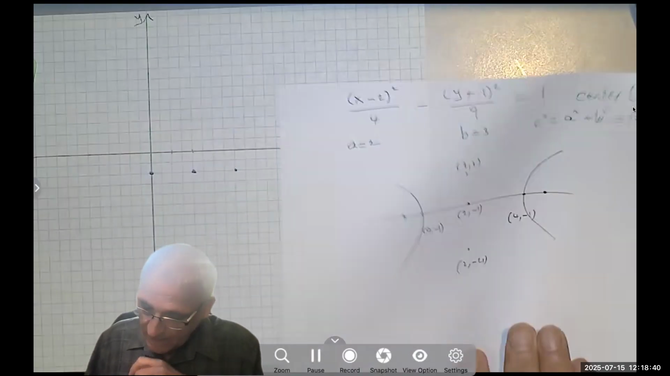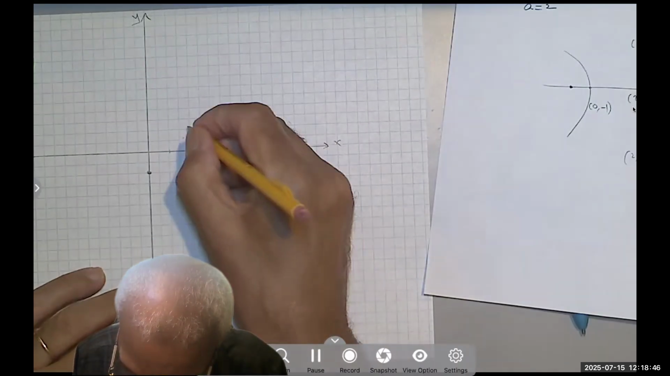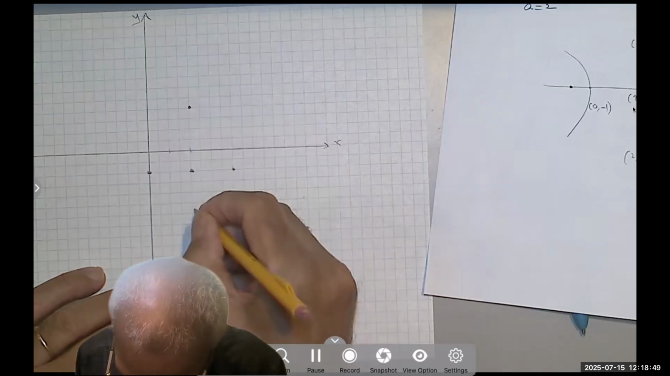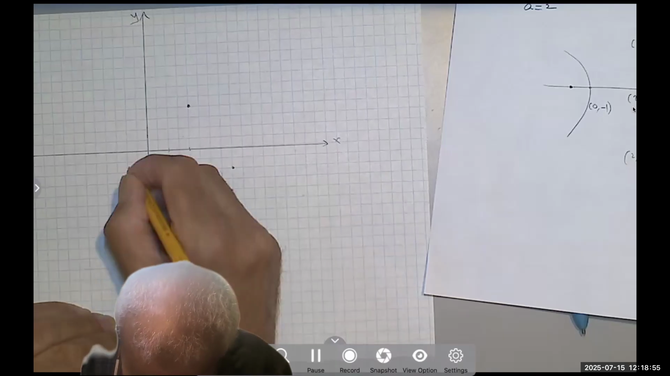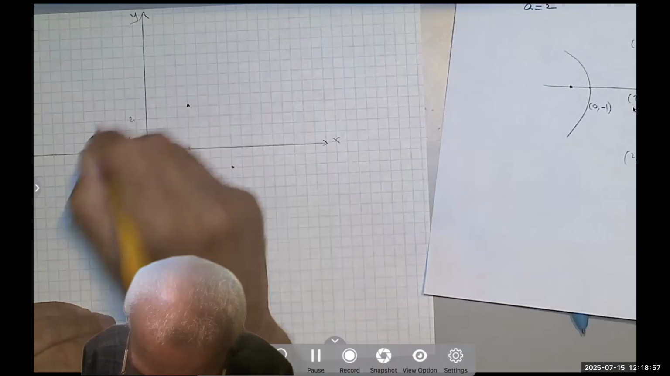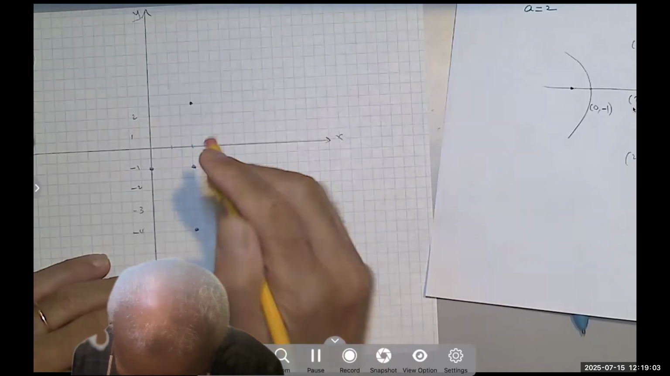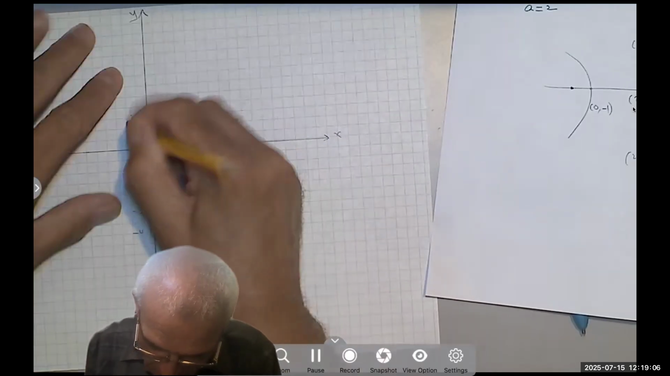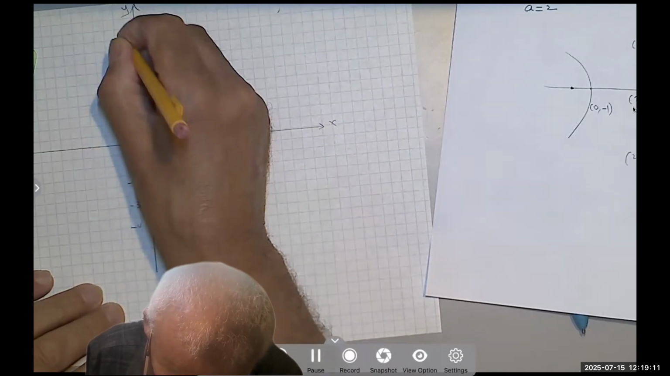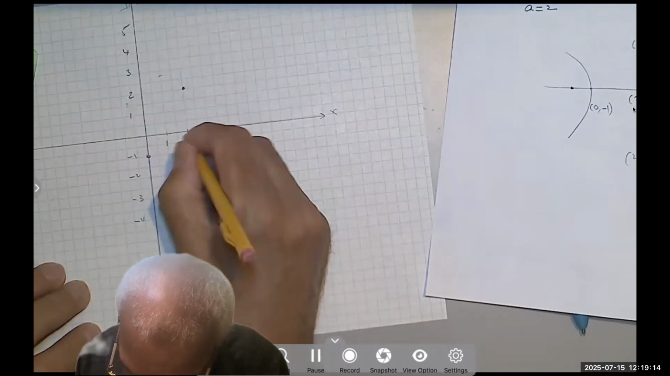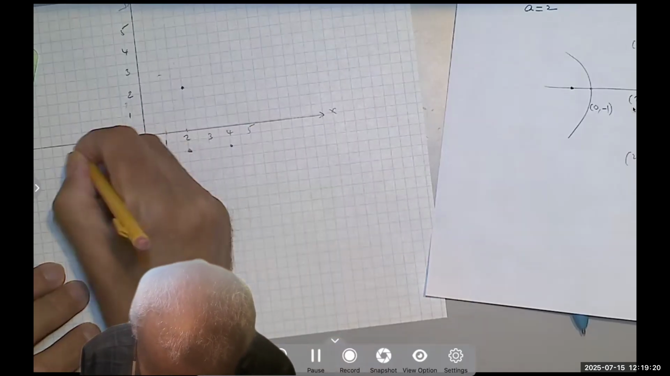Okay. And then I'm going to go 3 up and 3 down from the center. 1, 2, 3. 1, 2, 3. So this is -4, -3, -2, -1, 1, 2. Oops. Yeah, that's 1. That's correct. That's 1, 2, 3, 4, and 5. 1, 2, 3, 4, 5, -1, -2, -3.